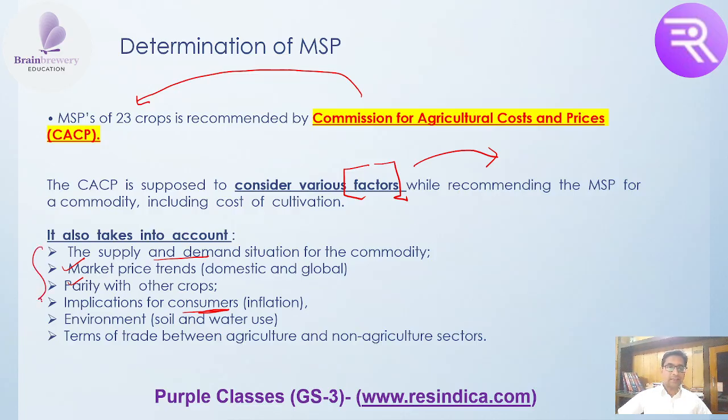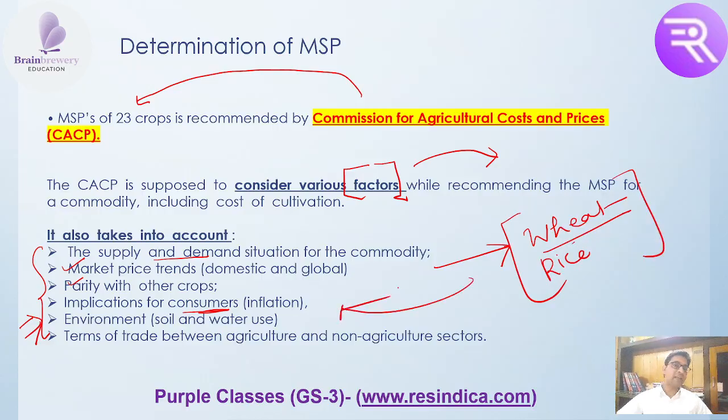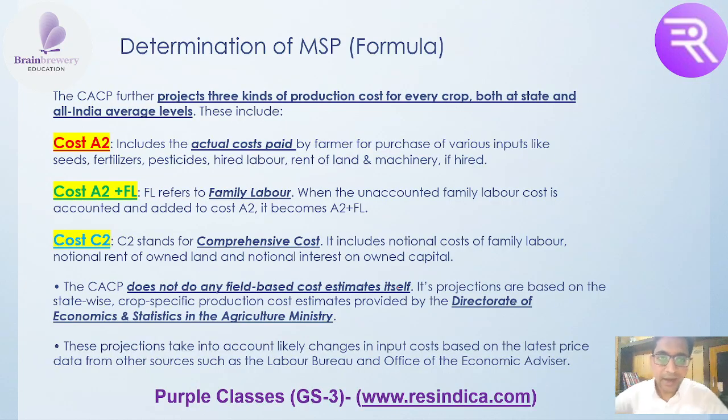So all these things are taken into account, and only then it is decided what is going to be the MSP of wheat and what is going to be the MSP of rice, based on understanding all these scenarios. There are three kinds of production cost for every crop, for a state and at the all India level.